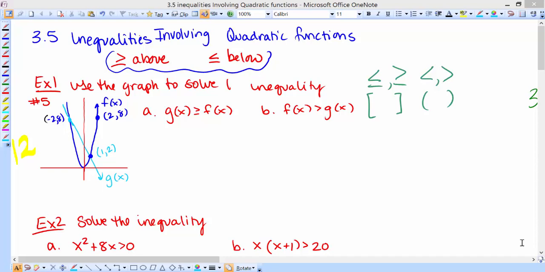3.5 Inequalities involving quadratic functions. Last video for this chapter. It's kind of lengthy. There is a lot of extra work that does go with these.